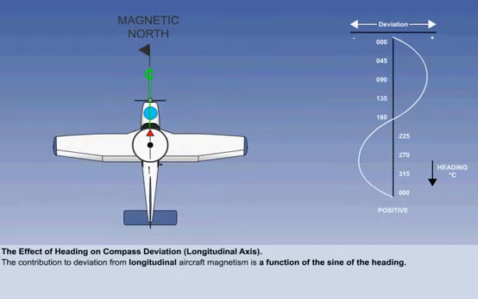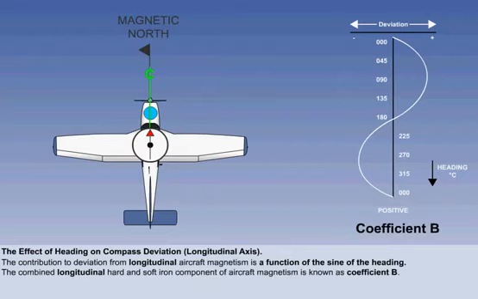Looking at the graph, we can say that the contribution to deviation from longitudinal aircraft magnetism is a function of the sine of the heading. The combined longitudinal hard and soft iron component of aircraft magnetism is known as coefficient B.